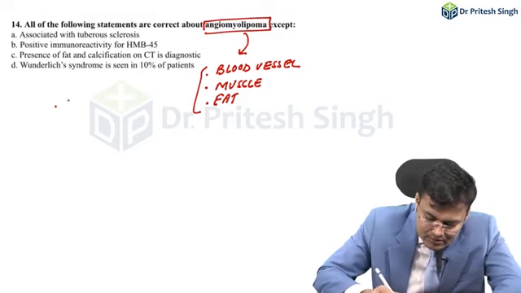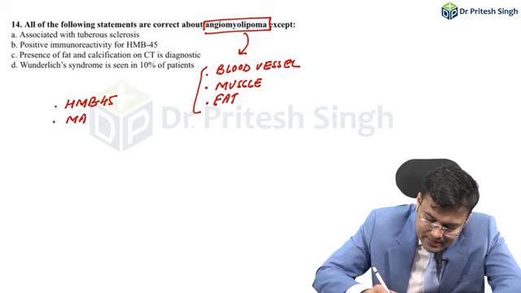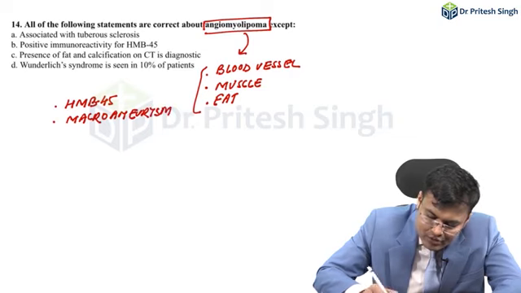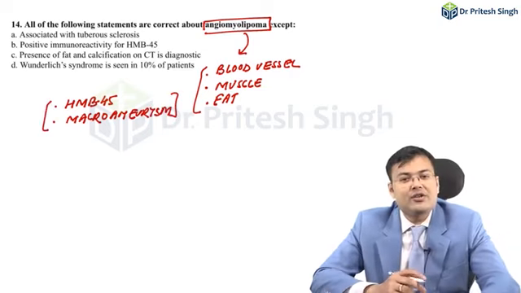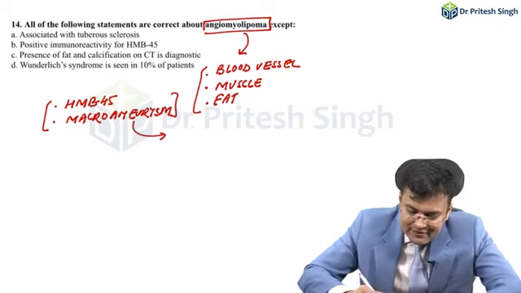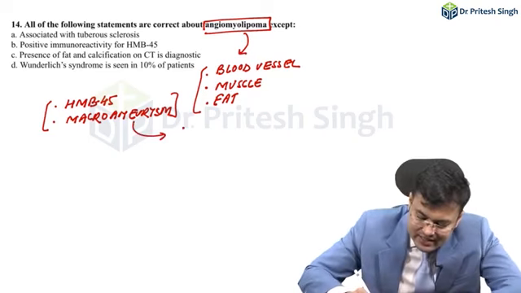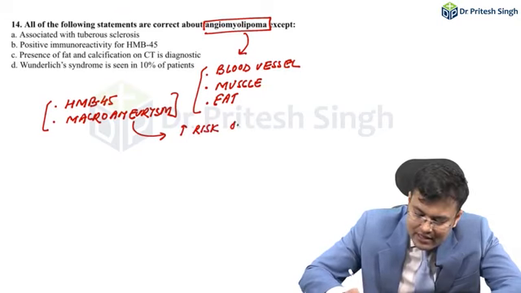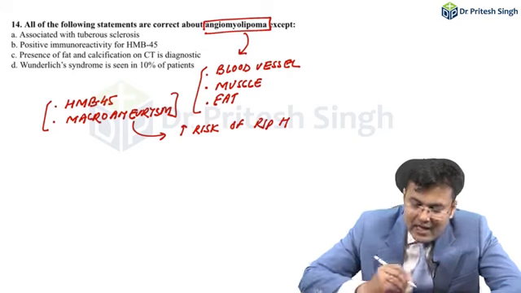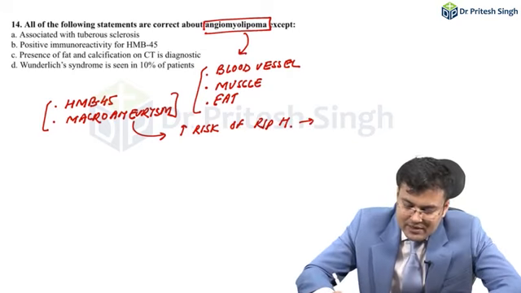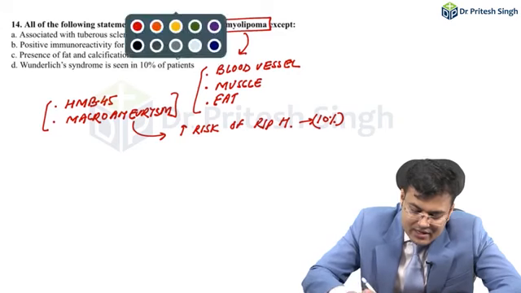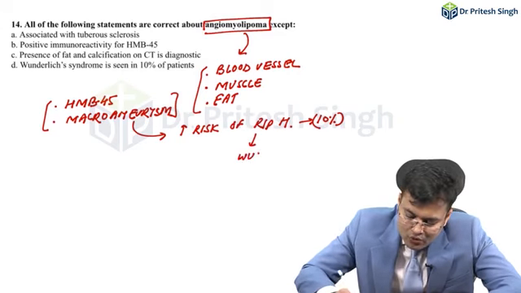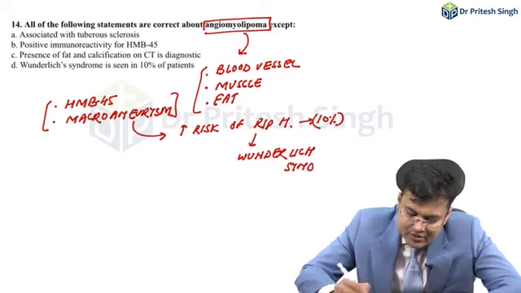First, it is having positive immunoreactivity for HMB45 and there is presence of macroaneurysm, and this macroaneurysm can be easily detected on angiography. Because of the presence of macroaneurysm in certain patients, there is increased risk of retroperitoneal hemorrhage. How many patients? 10% of patients. This retroperitoneal hemorrhage is known as Wunderlich syndrome.